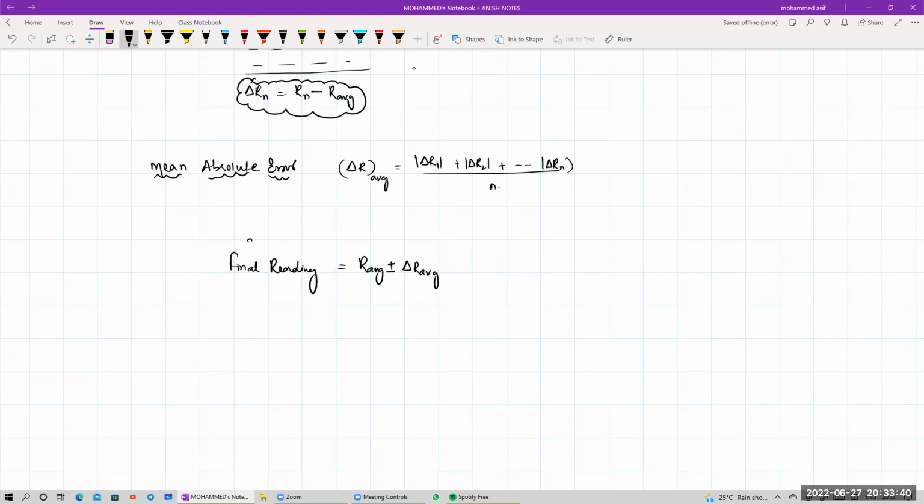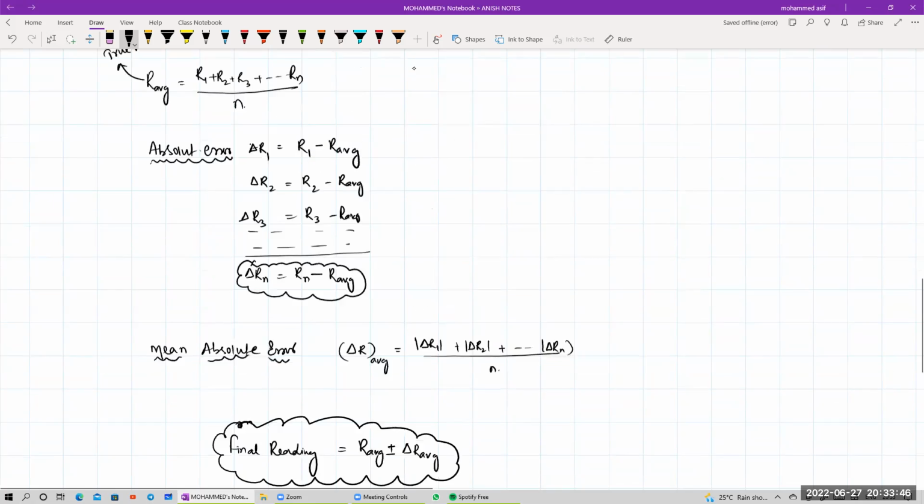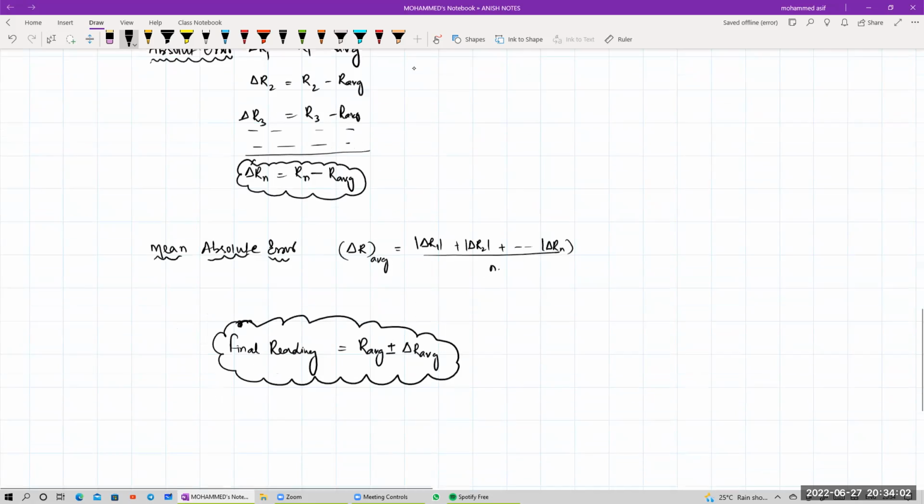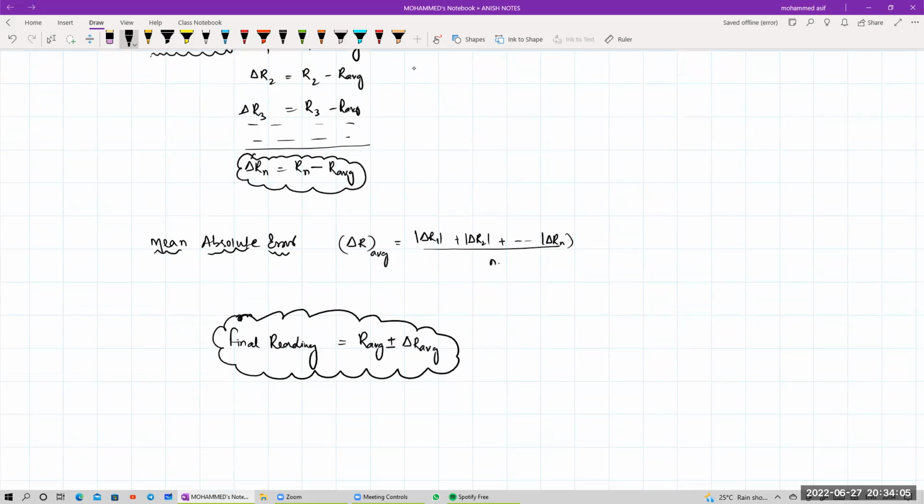Got it? Final reading value. Whatever the steps you are doing: error is true value minus measured value. How do you calculate the true value? Take the mean of the readings, that will give me the true value. Then how do you calculate absolute error? First reading minus true value, second reading minus true value, third reading minus true value, like that for any number of readings. Then you take the mean of the absolute errors, so it is delta R1, delta R2 up to delta Rn divided by n. So the final reading is equal to your true value plus or minus the mean of your absolute error. That is the basic step to do the problem.